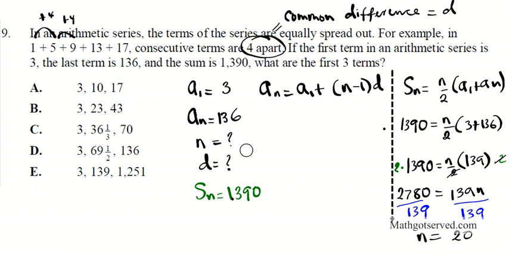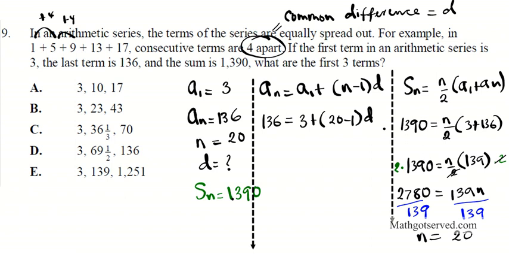Now that I know what n is, I'm confident to use the nth term formula, the first formula that we have here. I can now use this to find out what d is, and then I can generate my terms, okay? So let's plug in what we know and find what we need. What do I know? I know an is 136, so put 136 here. 136 equals a1, the first term is 3, plus n is 20, minus 1, times d, which is what we're looking for, okay?